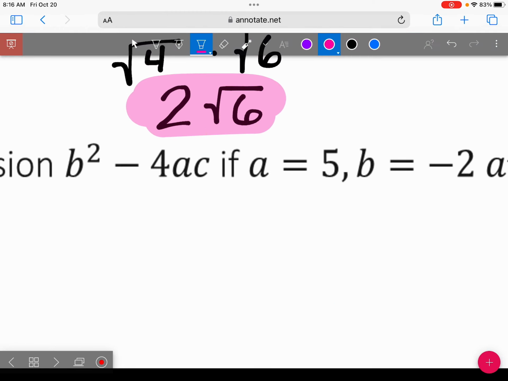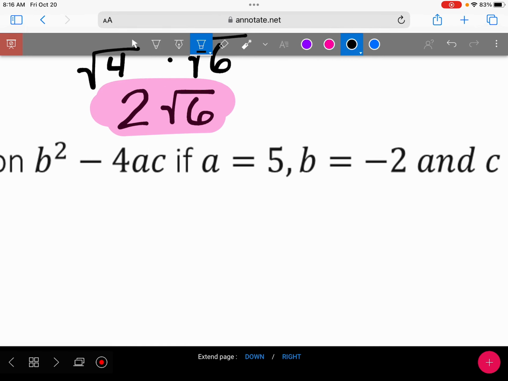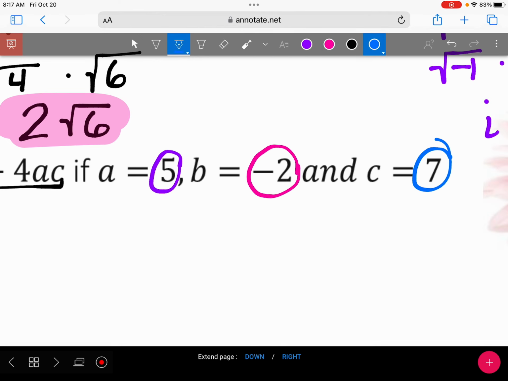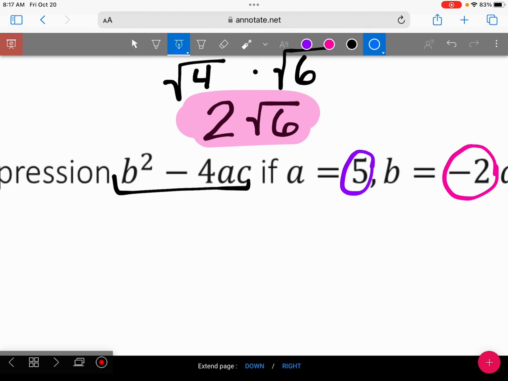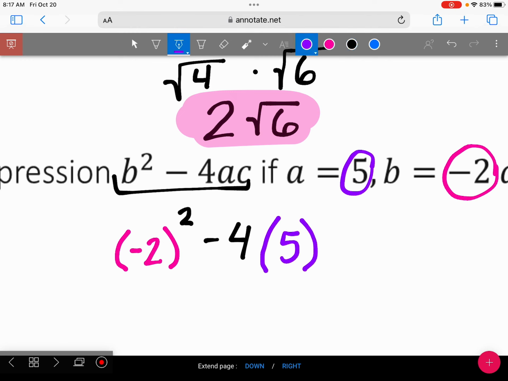For part B, we're doing some substitution here. We're going to use this expression, and we are going to substitute in an A of 5, a B of negative 2, and a C of 7. So what I have is B squared, so negative 2 squared, minus 4 times an A of 5 times a C of 7.